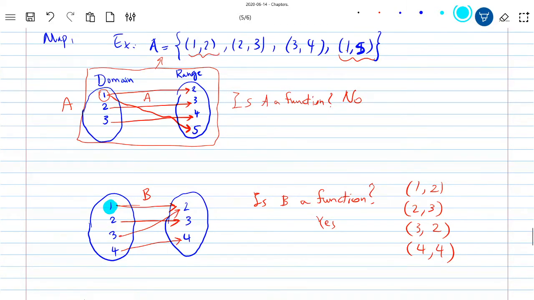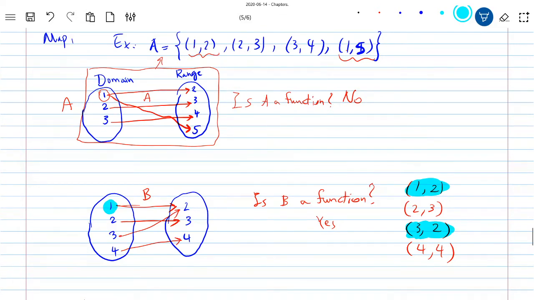In this case, 1 and 3 both have the y value of 2. That is not an issue, because the definition of a function is that for every x value you have exactly one y value. It doesn't say that for every y value you should have one x value. It says that for every x value you have exactly one y value.